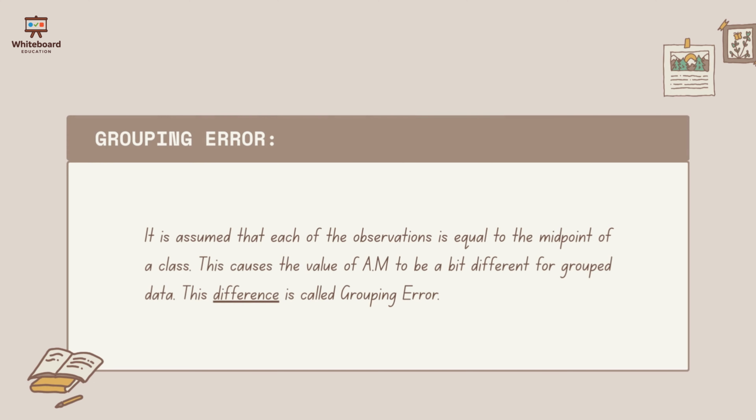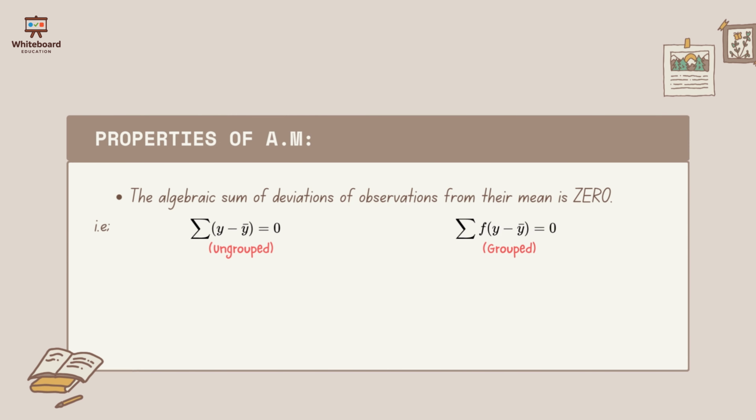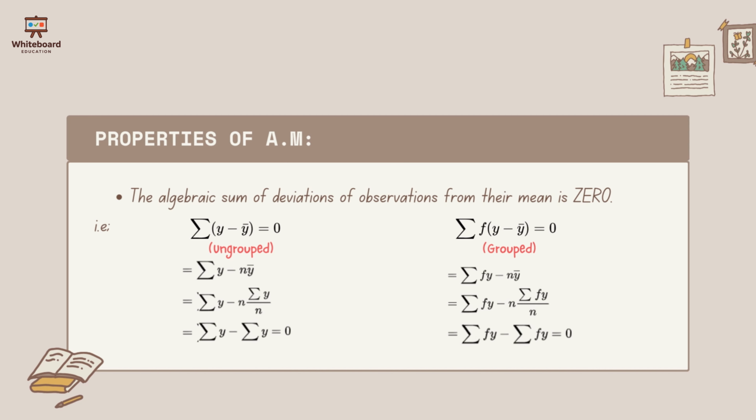Next is an important topic, which is properties of arithmetic mean. First property is the algebraic sum of deviations of observations from their mean is 0. i.e. for ungrouped data it is summation y minus y bar equals 0. And for grouped it is summation f brackets y minus y bar. Here are the deviations through which we found these formulas.